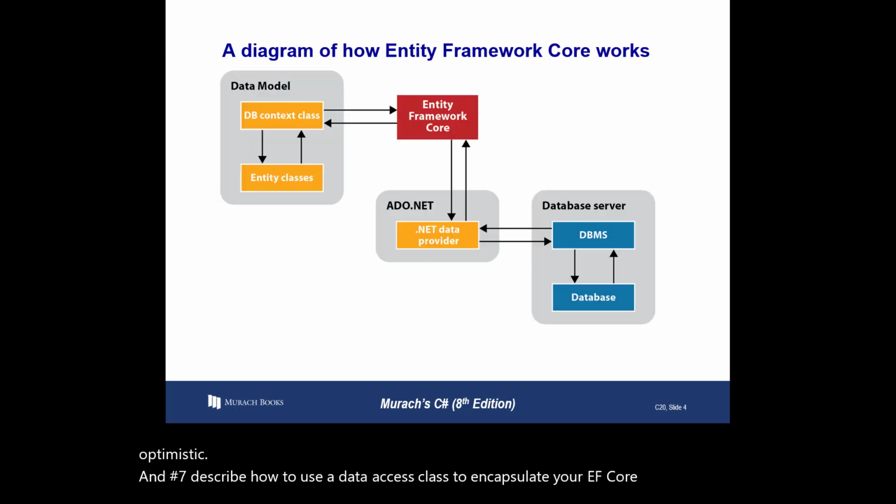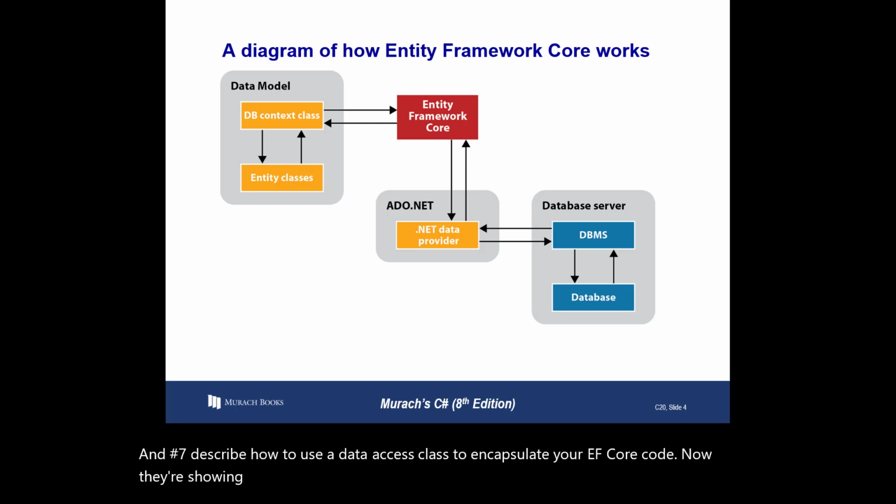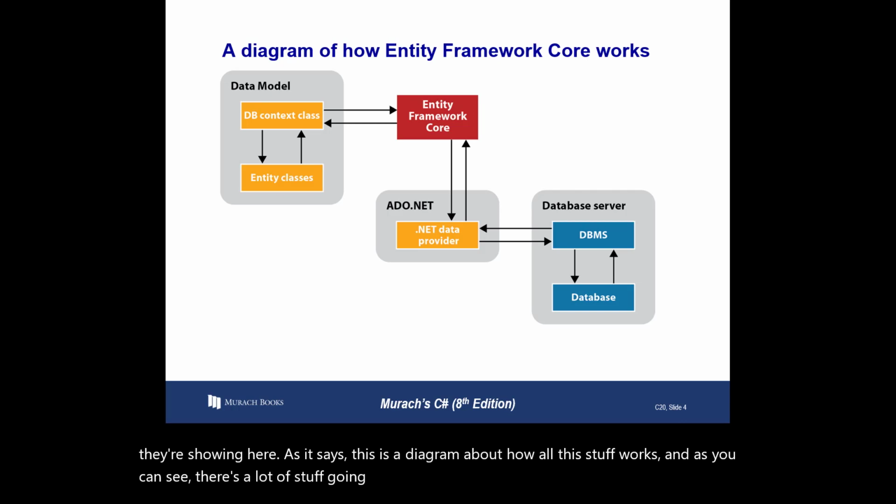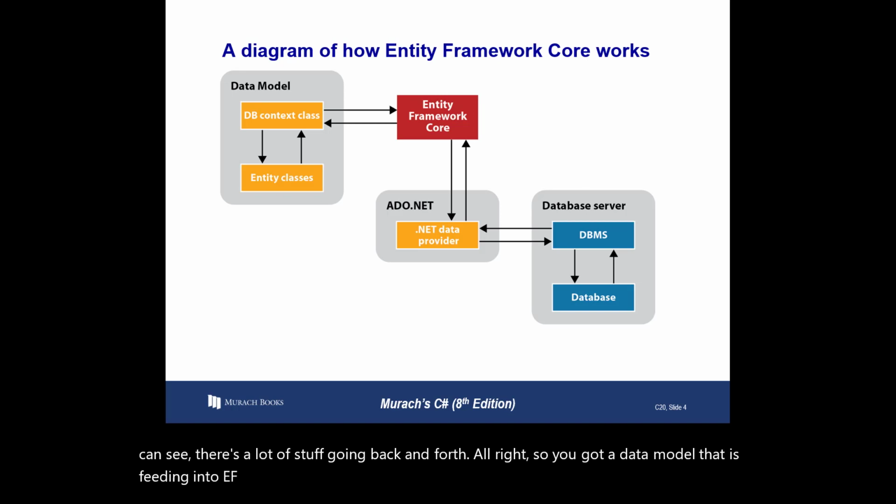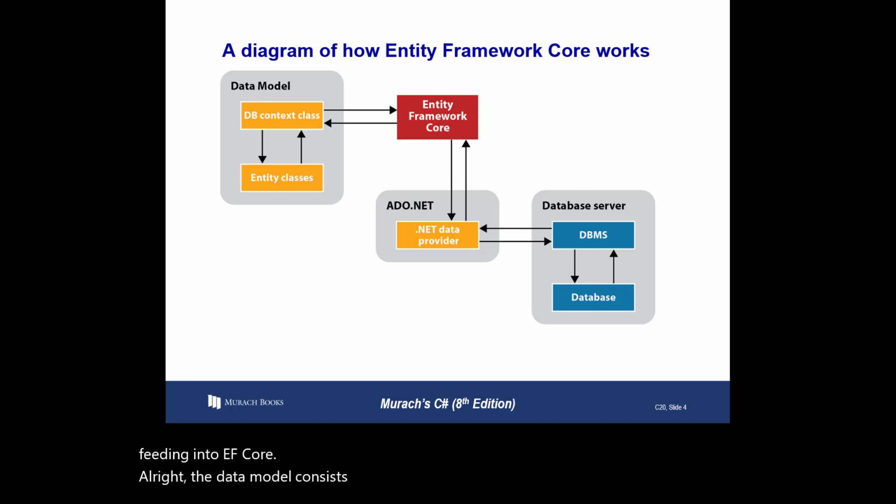Now, they're showing here a diagram about how all this stuff works. And as you can see, there's a lot of stuff going back and forth. So you've got a data model that is feeding into EF Core. The data model consists of entity classes. EF Core basically feeds into and gets back from ADO.NET.